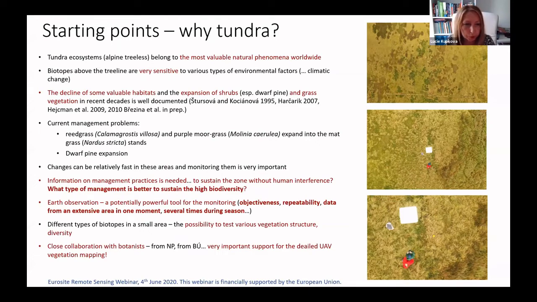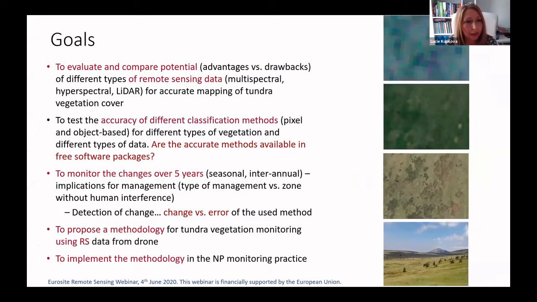So it's really important to monitor all these changes, also because we need to know, of course, what type of management is better to sustain the high biodiversity of tundra. So we supposed, and it's now clear, that Earth observation has really good potential for vegetation monitoring, because of its objectiveness, repeatability, and data from a rather extensive area. It's possible to acquire them in one moment and also several times during the season, and it is very important for monitoring.